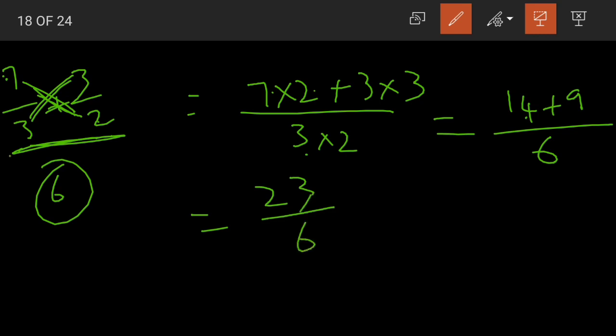Easy, right students? We performed such a large calculation in the previous method. In this method it is very easy. As both the denominators are prime numbers, we simply cross multiplied the numerator of the first fraction into the denominator of the second fraction, and the numerator of the second fraction into the denominator of the first fraction, divided by the product of both the denominators, which in turn is our LCM.